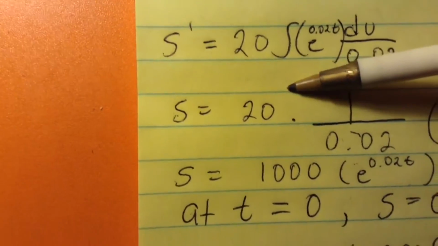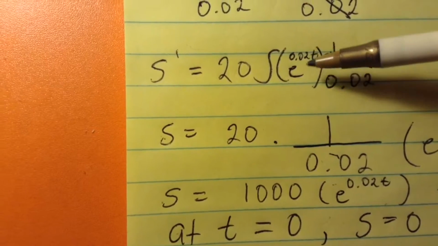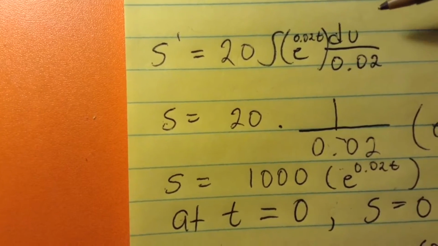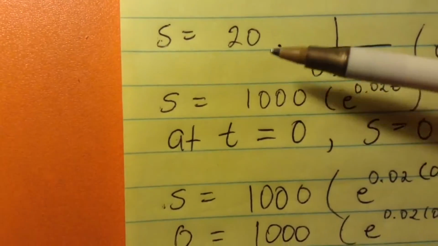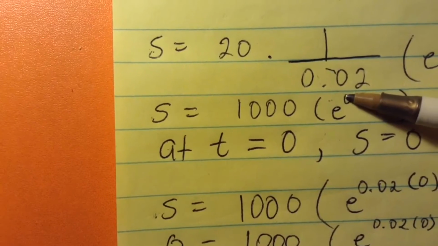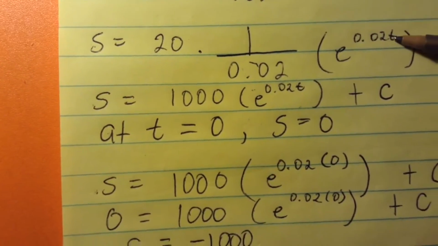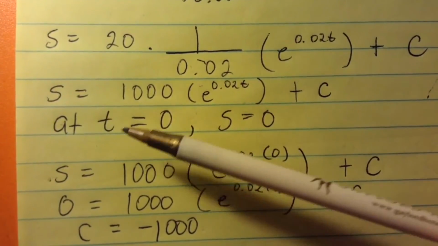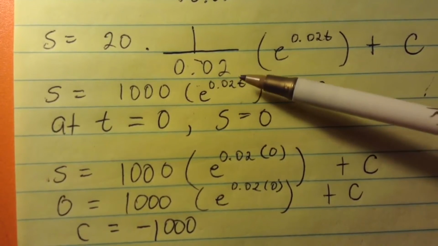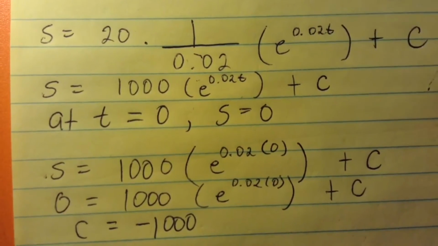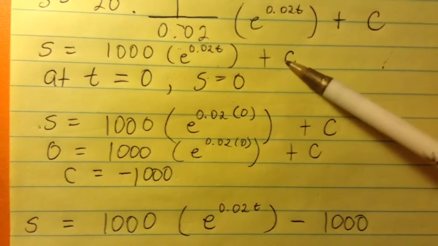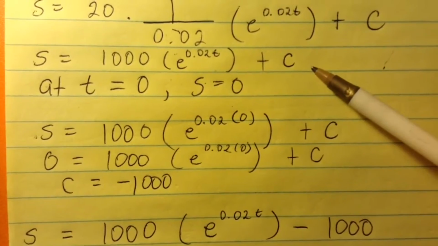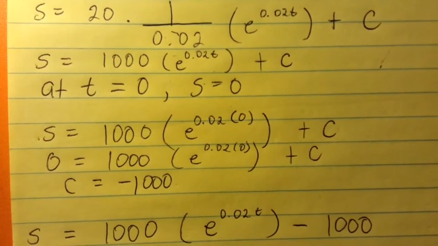S prime is equal to 20 integral of e raised to 0.02 t times du over 0.02. S is equal to 20 times 1 over 0.02 times e raised to 0.02 t plus c. S is equal to 1000 times e raised to 0.02 t plus c. Now that we have the formula of S, we can already answer the given questions. First, we have to find the formula of silver.